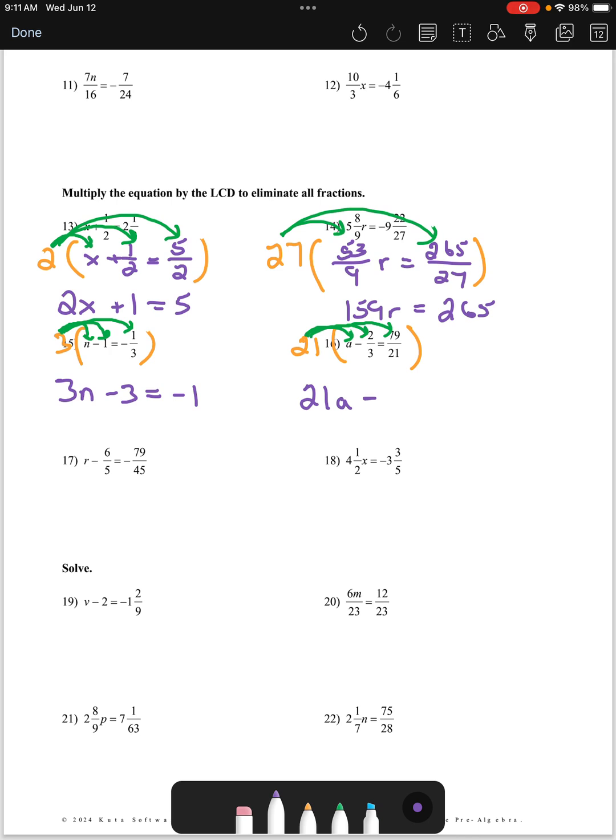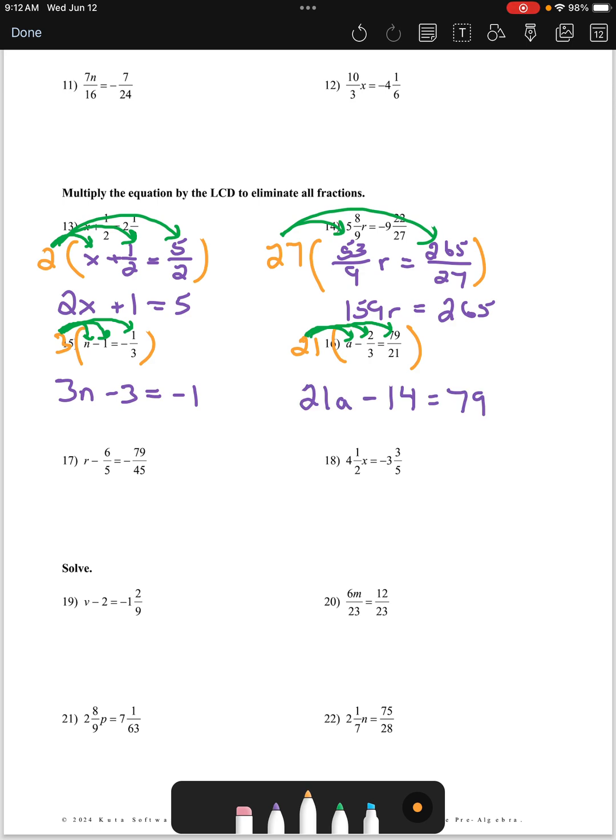21 divided by the denominator, so 21 divided by 3 is 7. Take that 7 and multiply it to the numerator 2. 7 times 2 is 14. On the right side, multiplying a fraction with a denominator of 21 by 21 just clears the denominator, leaving the numerator of 79.